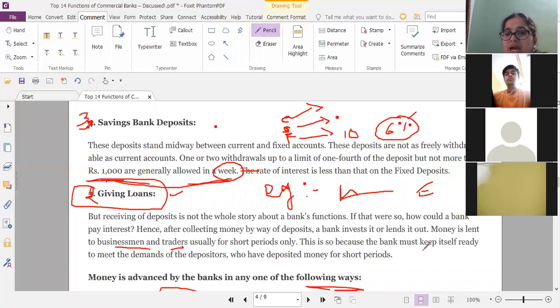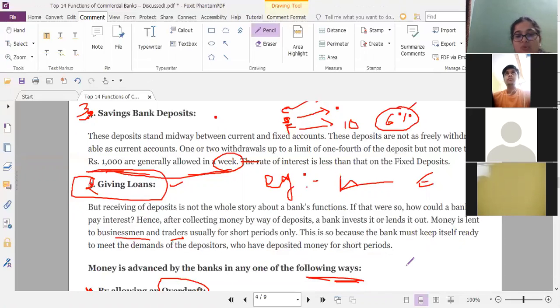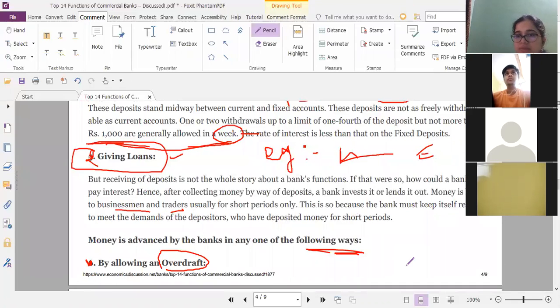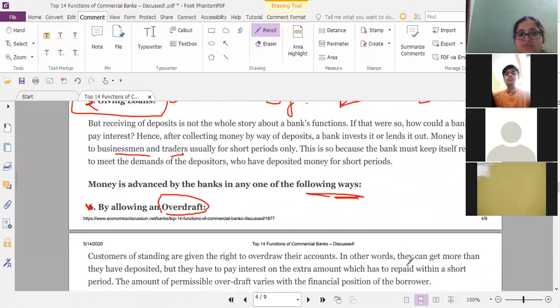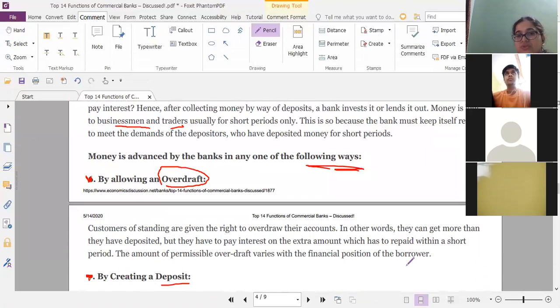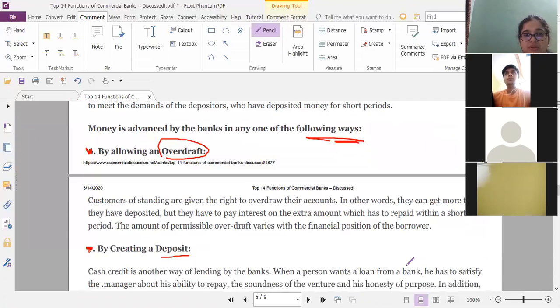This is so because the bank must keep itself ready to meet the demands of the depositors who have deposited money for a short period. The bank has to keep the money ready to give it back to the depositors who have kept it with the bank for a short period only. So money is advanced by banks in one of the following ways: by allowing an overdraft.